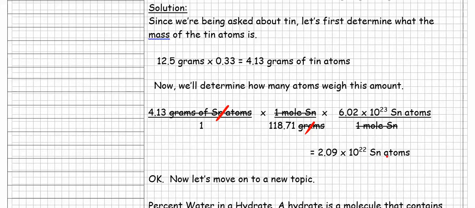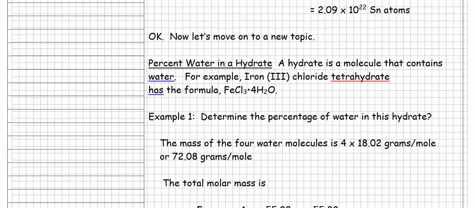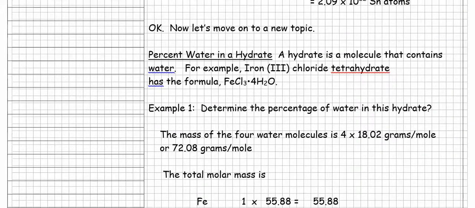Now you check that on your calculator and make sure that that's correct, okay? So that's the number of tin atoms. It's a two-step process, no big deal, right? It involves a percentage. Some percentage of the bronze was tin, and that takes care of that. So let's move on now to a new topic.